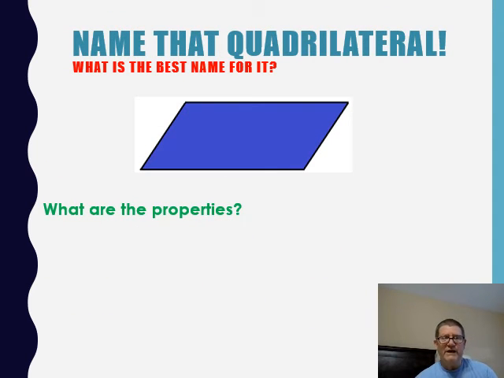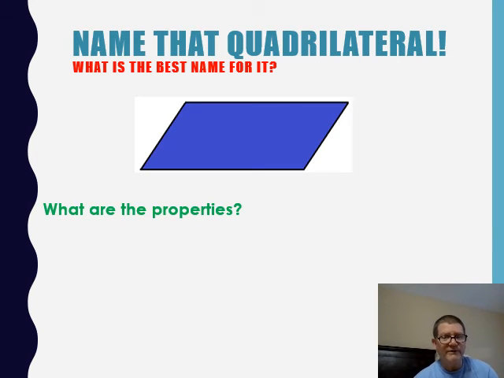All right, so let's name these quadrilaterals. Let's start with this one. What is the best name for it? I'll give you a second. And what are the properties? Think about the properties. Just don't come up with a name. When I say properties, we're talking about the sides and angles.